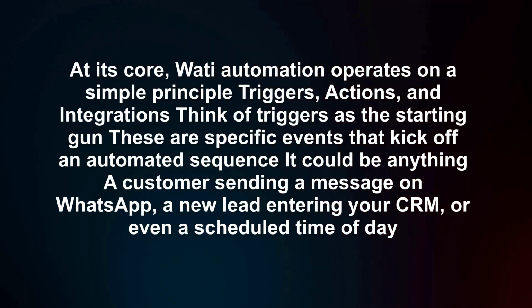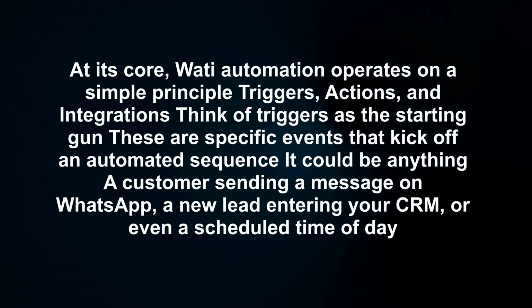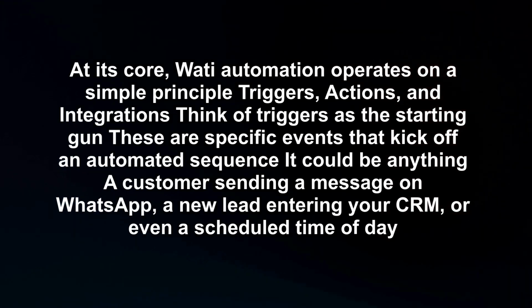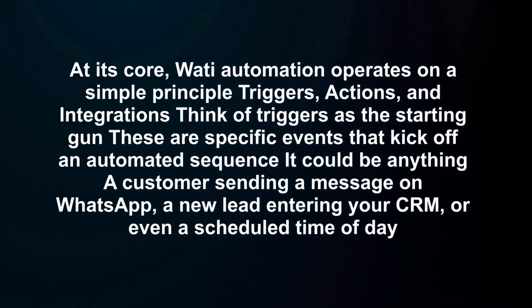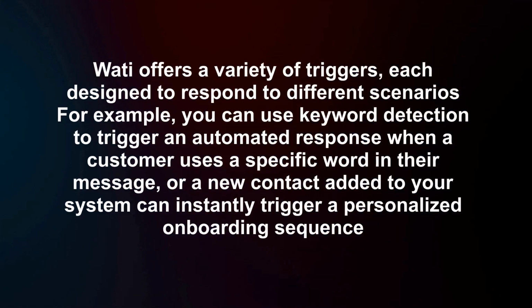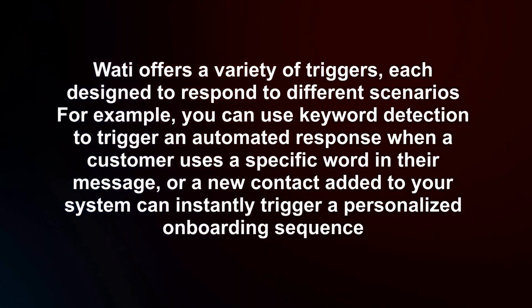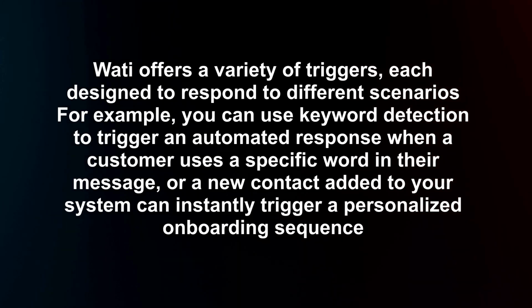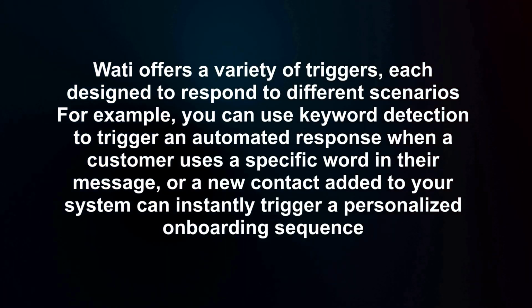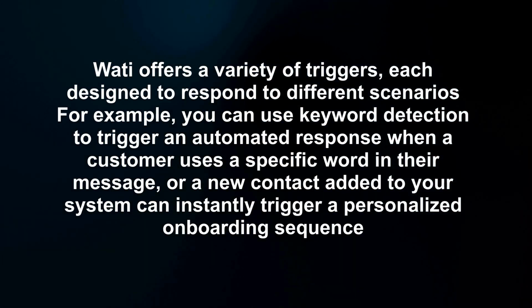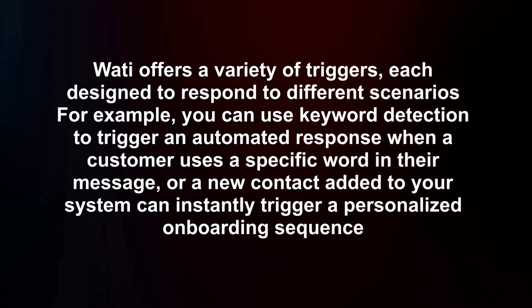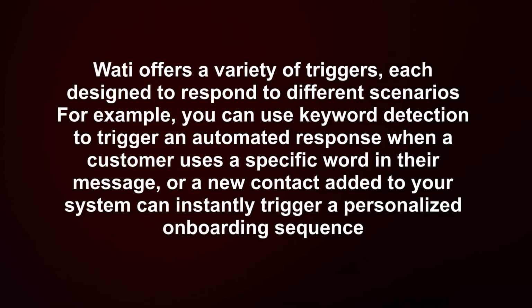Think of triggers as the starting gun. These are specific events that kick off an automated sequence. It could be anything: a customer sending a message on WhatsApp, a new lead entering your CRM, or even a scheduled time of day. Wati offers a variety of triggers, each designed to respond to different scenarios. For example, you can use keyword detection to trigger an automated response when a customer uses a specific word in their message, or a new contact added to your system can instantly trigger a personalized onboarding sequence.